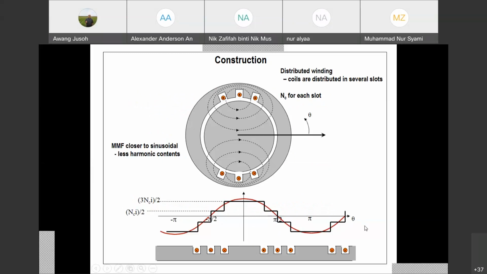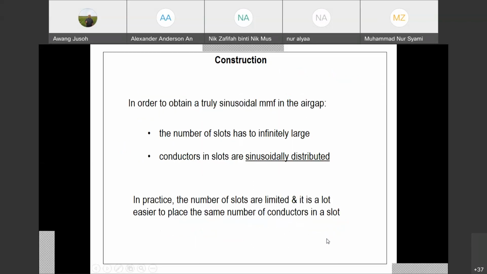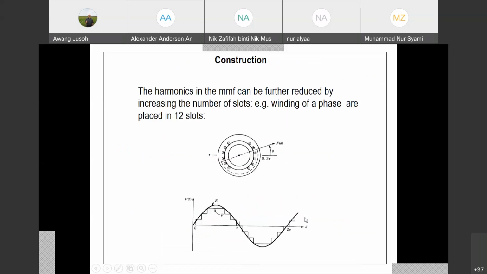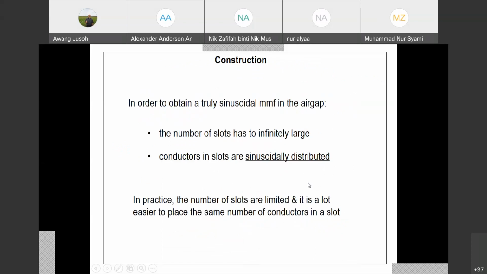Okay, because we have a limitation on the number of slots, right? You can see that you cannot get infinity. So in order to solve the problem, we can put more conductors in one slot. Not just one conductor, but it depends on the machine. You can put more conductors in the slot, so we can solve the problem of the limitation of slot number. Okay, that's meaning by the construction of the machine in the AC machine or induction machine, roughly about the stator winding.